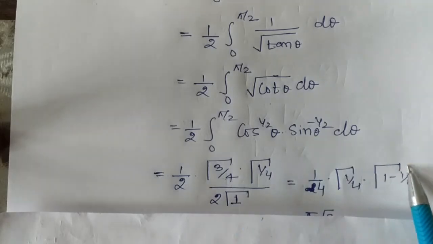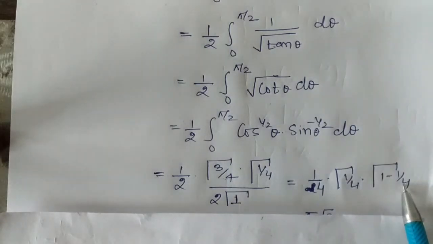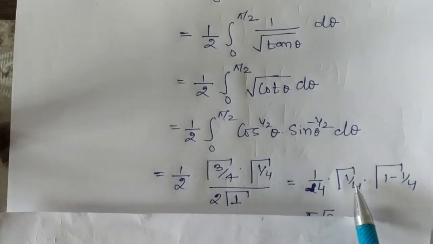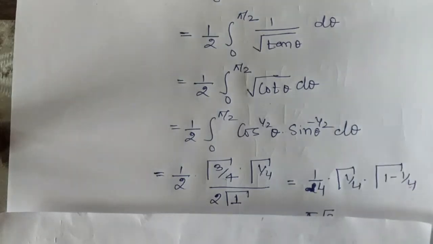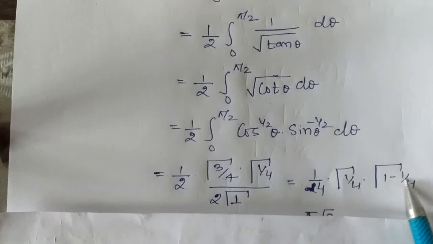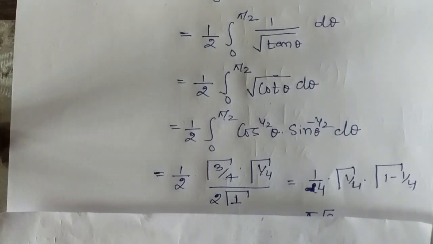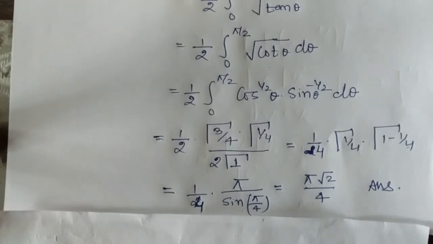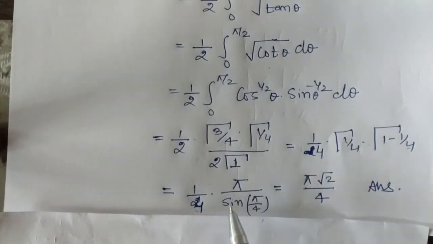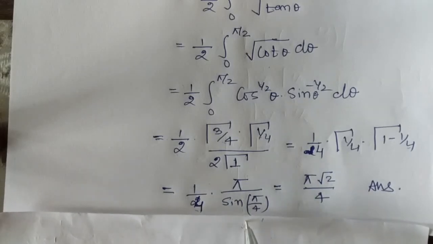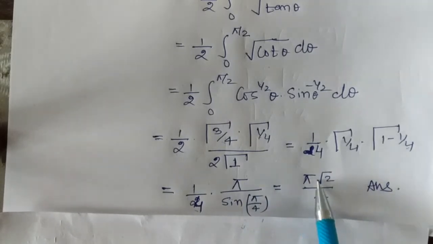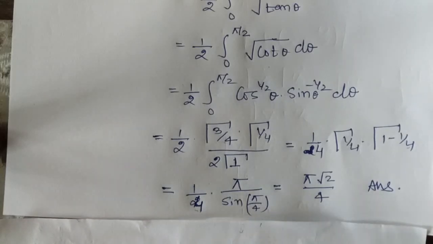Gamma 3 by 4 we can express as gamma of 1 minus 1 by 4, because 1 minus 1 by 4 becomes 3 by 4. Now this structure is in the form of gamma n into gamma 1 minus n, which is pi upon sin n pi. So we get 1 by 4 into pi upon sin pi by 4, and the value of n is 1 by 4, so n pi is pi by 4. Now sin pi by 4 is 1 upon root 2. So root 2 goes in the numerator, and we get pi root 2 by 4. So this is what we had to show for the given integral.